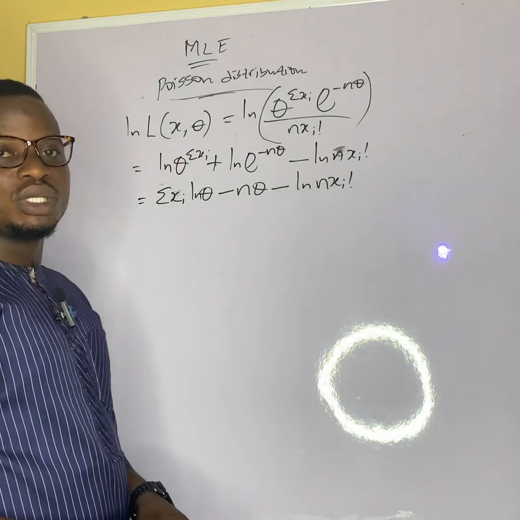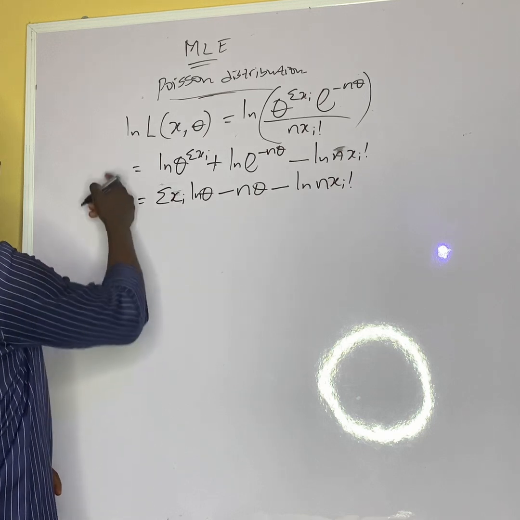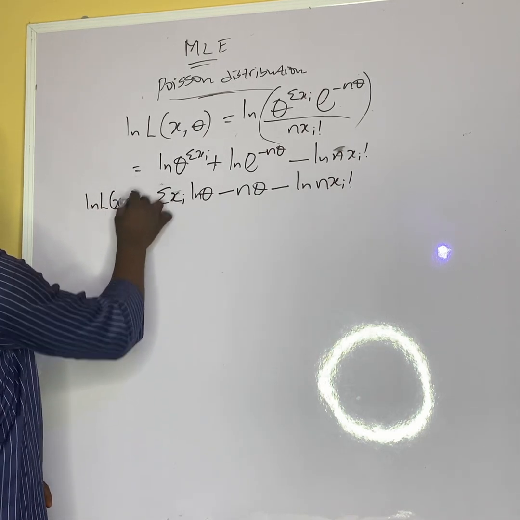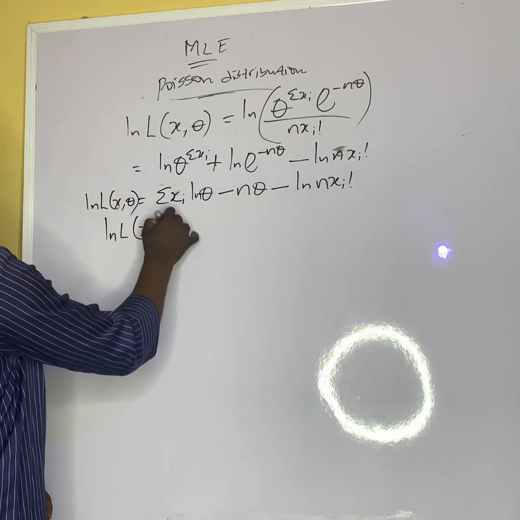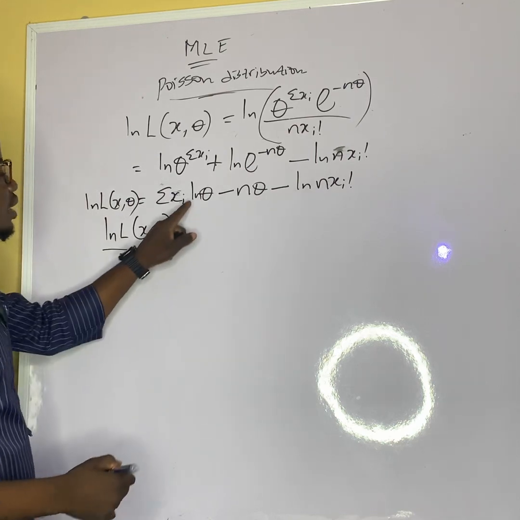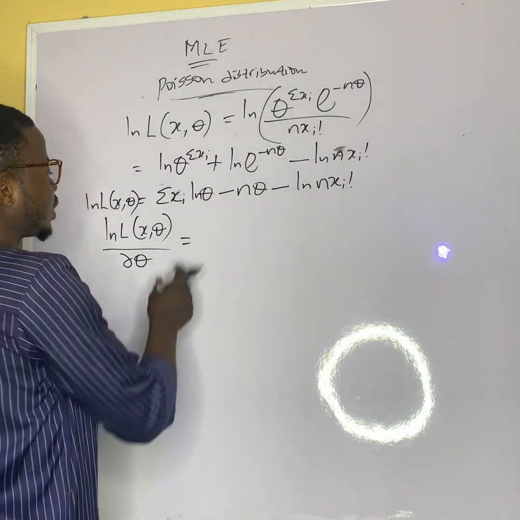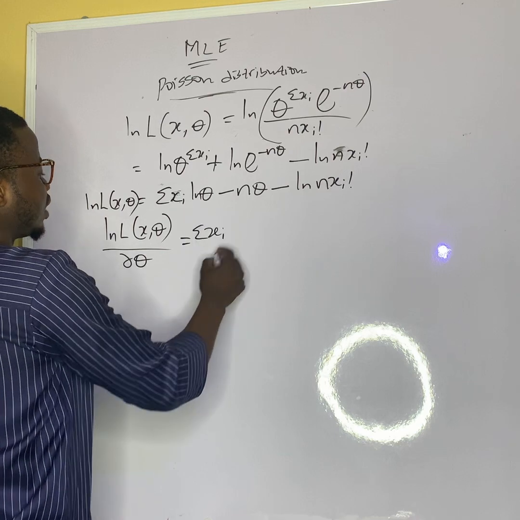The next step is to differentiate both sides partially with respect to theta. We are differentiating ln of this with respect to theta. The summation xi will remain as a constant, so we can apply it through over here. This gives us summation xi in brackets.